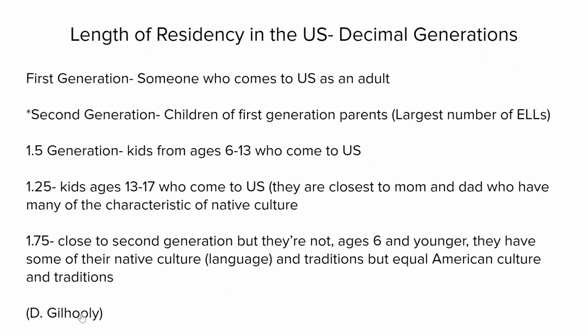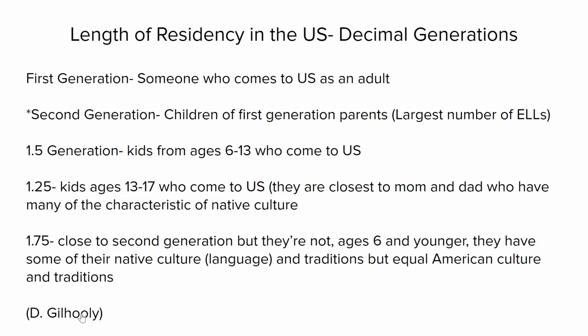Okay, so when we talk about length of residency, we're going to talk about how long they've been in the country. And so we can use decimal generations to describe those students. So first generation is someone who comes to the US as an adult. Second generation would be the children of the first generation parents. And the largest number of ELLs are second generations. Their parents moved to this country, they are their children.